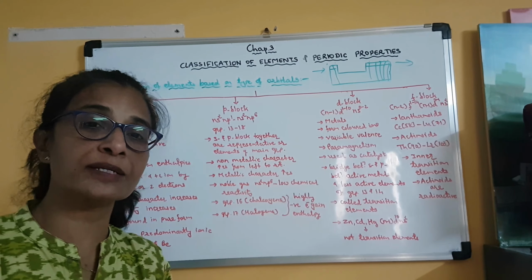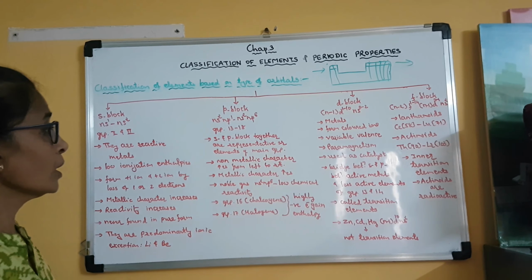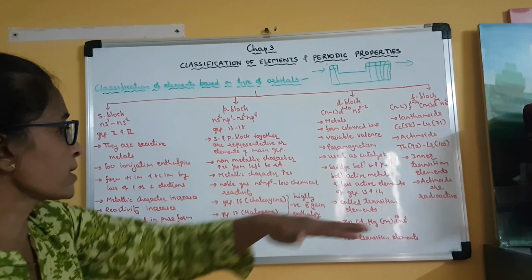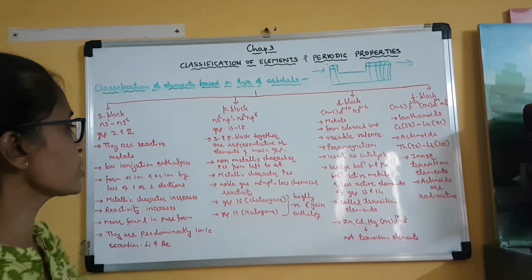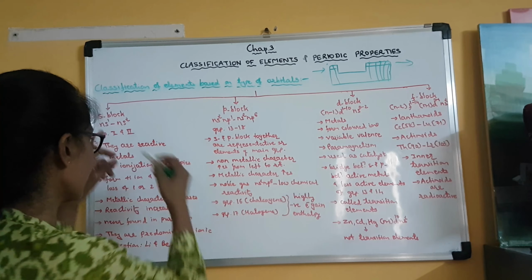Boron is considered a metalloid. Clear? So non-metallic character increases when we go from left to right. Metallic character increases down the group. Clear? As we have seen in this.